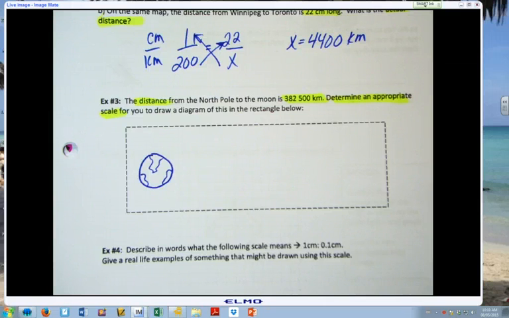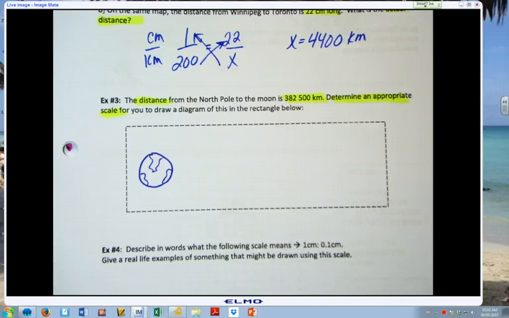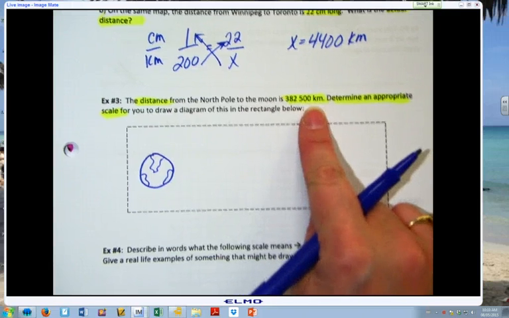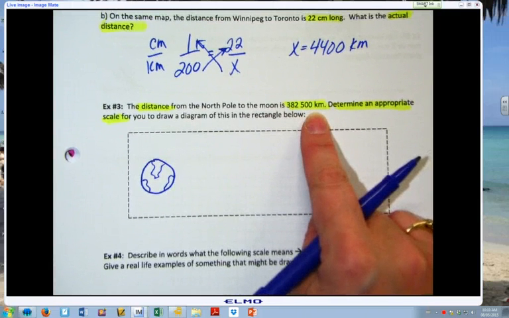How do we determine a scale? Well, if I divided this by 1, could I fit it in the box? If I divided it by 2, could I fit that in the box? So could I fit that number divided by 2 centimeters into the box? No. What if I divide by 3? So what's an appropriate number I'm going to be able to divide by to fit in the box? So obviously a small number is not going to work. Give me a bigger number.